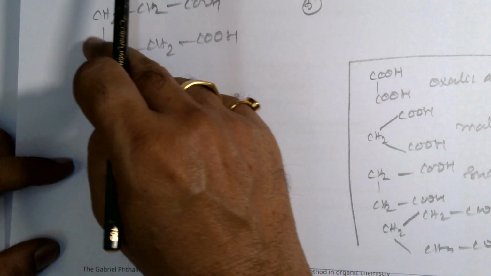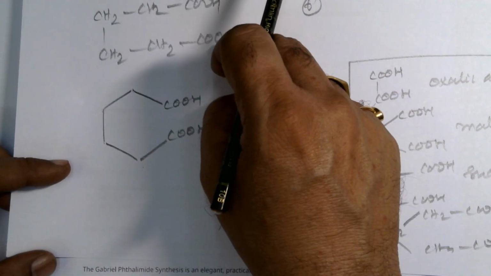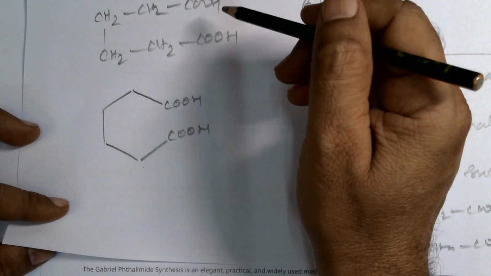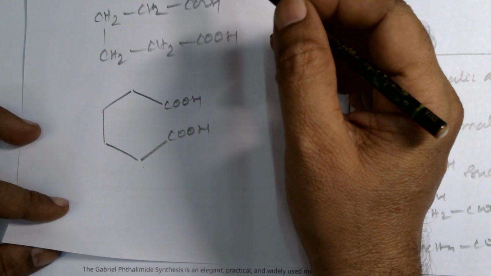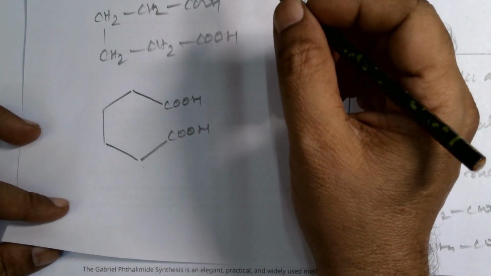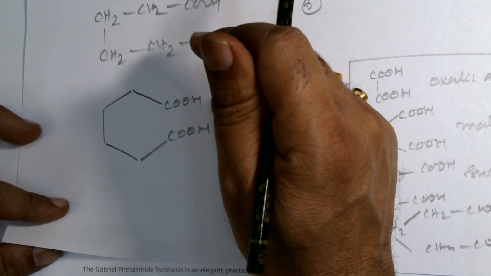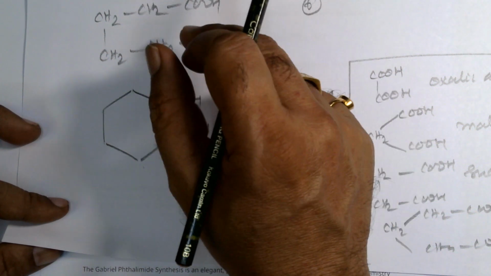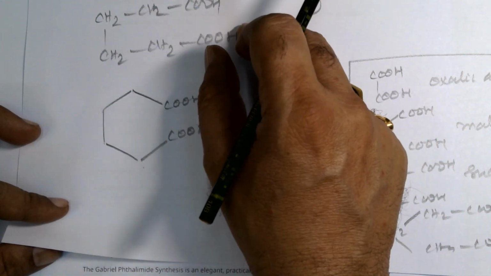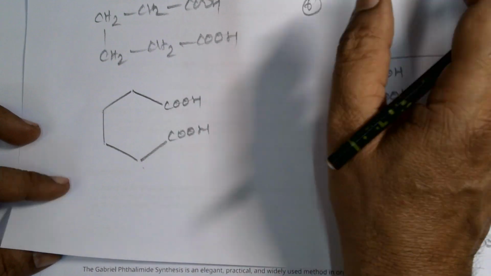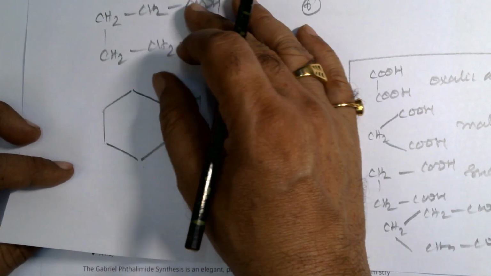And you can also call it by the IUPAC name. Can you try? How many carbon atoms are there? 1, 2, 3, 4, 5, 6. Hexa, so hexane. So what is this? Hexanoic acid. There are 2 carboxylic acids, so hexanedioic acid, 1,6-hexanedioic acid. That's all. Do you understand this?